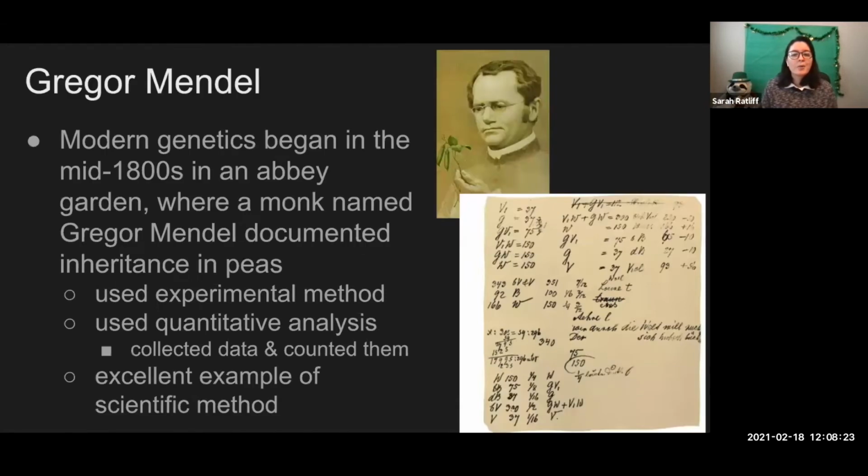Right, so day 2, Mendelian Genetics. Gregor Mendel, this guy right here looking at the plant. He is what's considered to be the father of modern genetics. He pioneered a lot of what we know today about genetics, and this was way back in the 1800s.